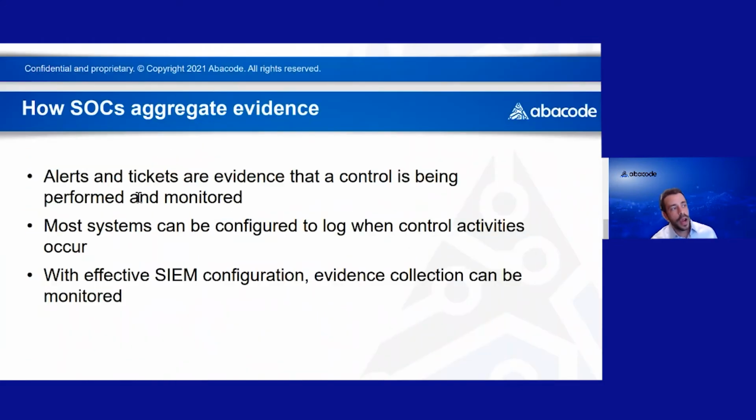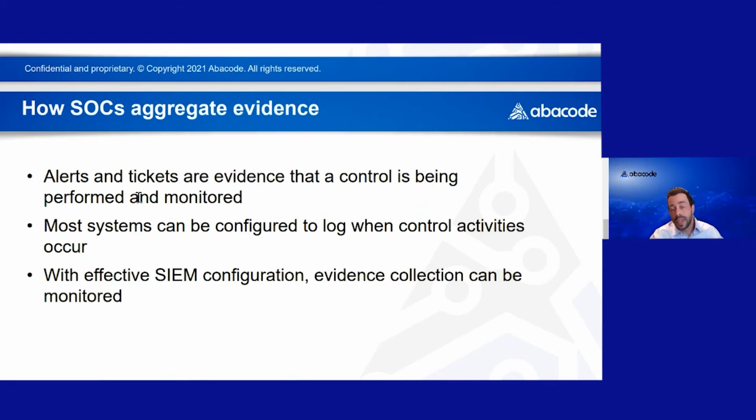So how do SOCs aggregate evidence? Well, alerts and tickets are evidence that a control is being performed and monitored. A control not only needs to be performed, but most security standards require that you monitor the performance of that control so that year over year, you're able to improve it. So it's not enough for you to just implement a SIEM. You should be looking at your reports, and over time, there should be an improvement of your response to incidents, your ability to detect incidents.